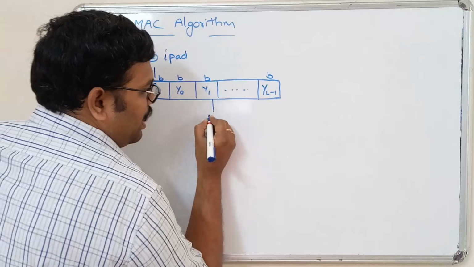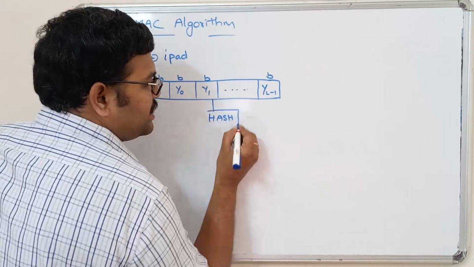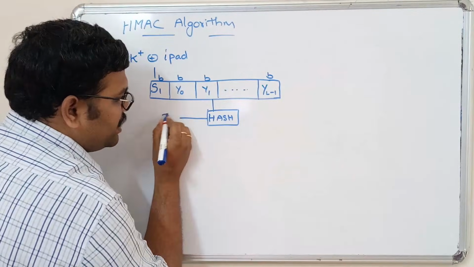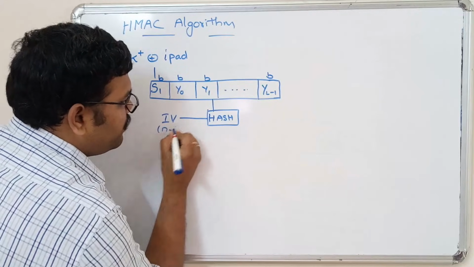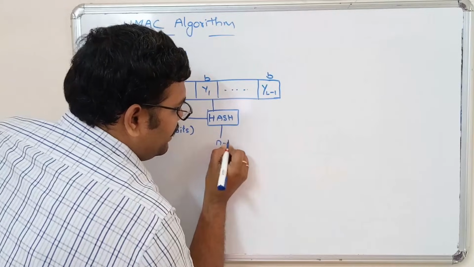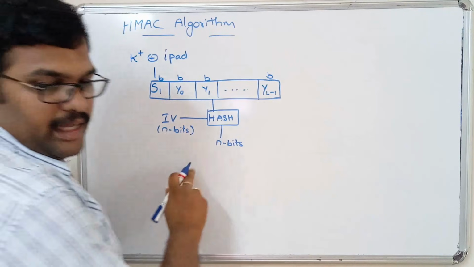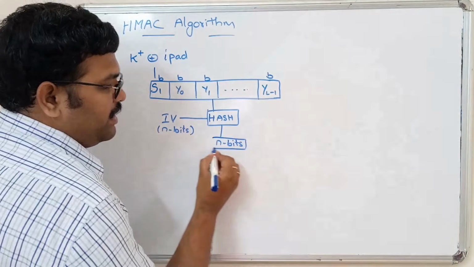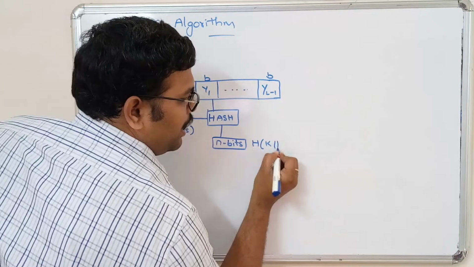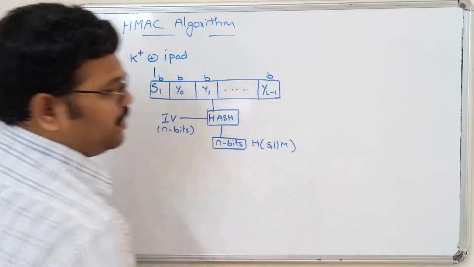Now apply the hash algorithm, which is secure hash algorithm, with inputs initialization vector of n bits. So obviously we will get the output as n bits, right? So this is the n bits. So we will get this n bits. So this is HMAC of K appended with plain text, S appended with plain text message.